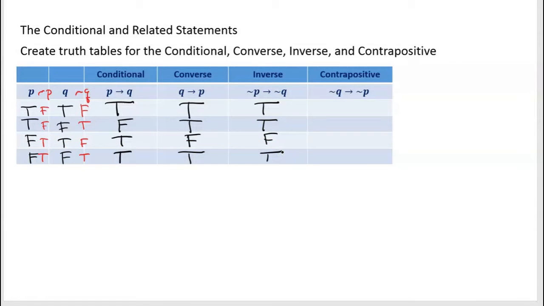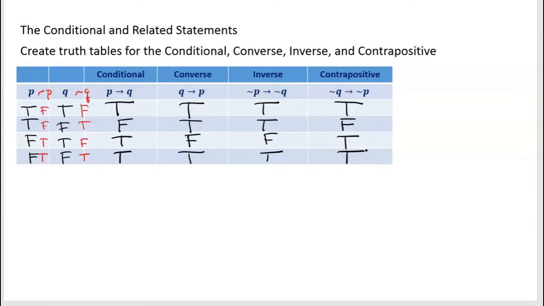Okay, now I'm going to flip it and reverse it. So not Q implies not P. So I'm going backwards. I'm looking at my not Q first and my not P second. So false implies false. That is true. True implies false. That's the only time it's false. False implies true is true. True implies true is true. There we go. Now, why did we do all this?